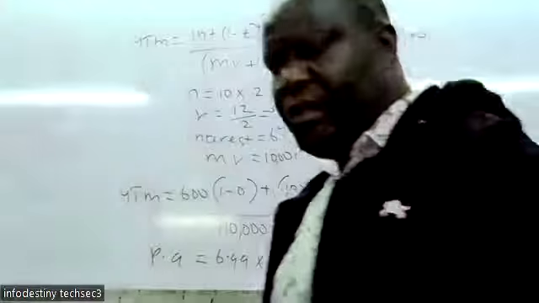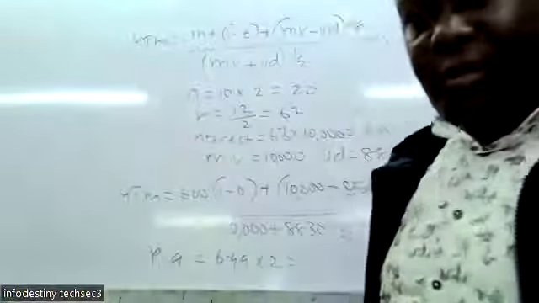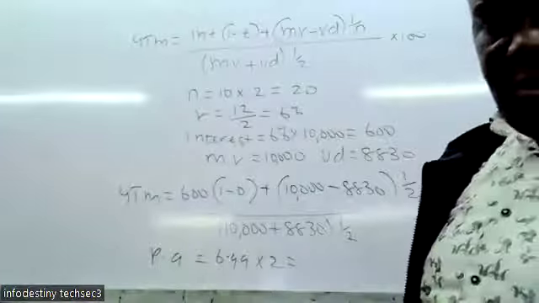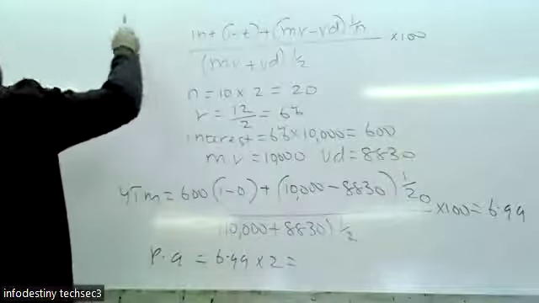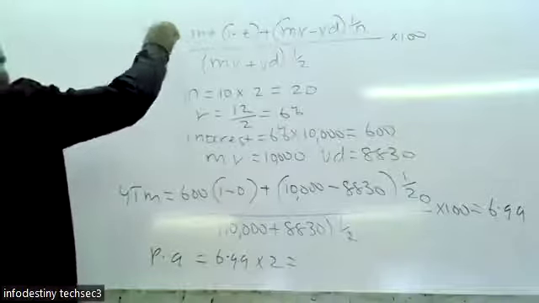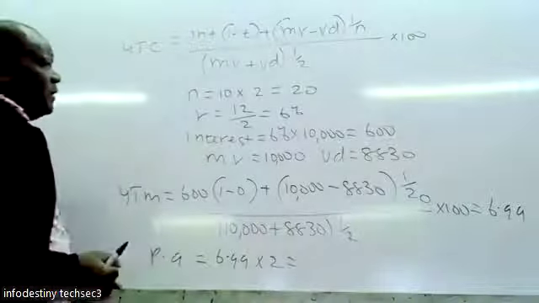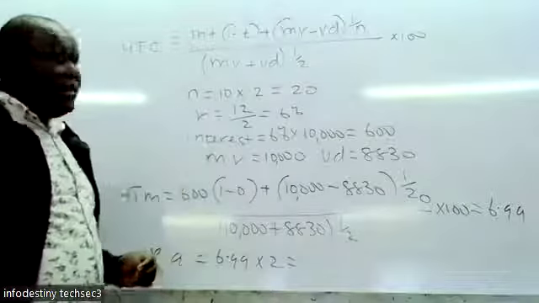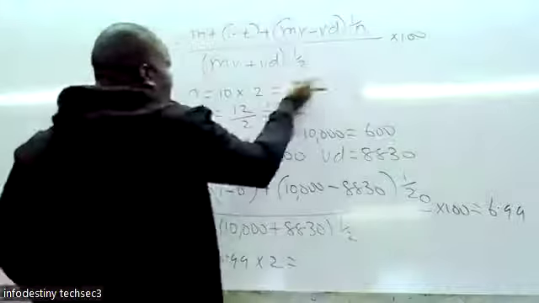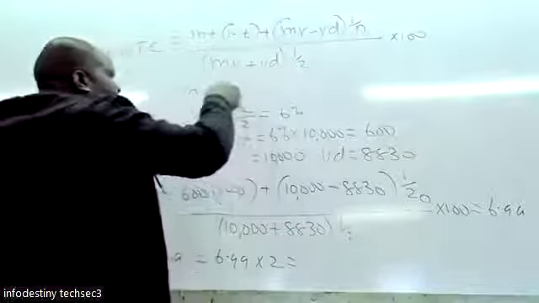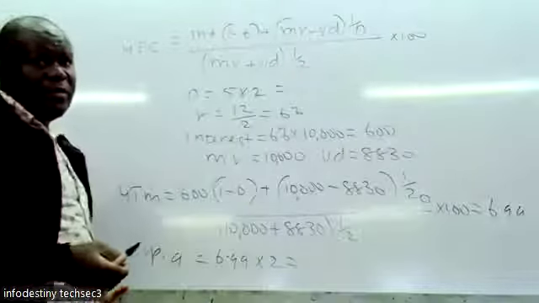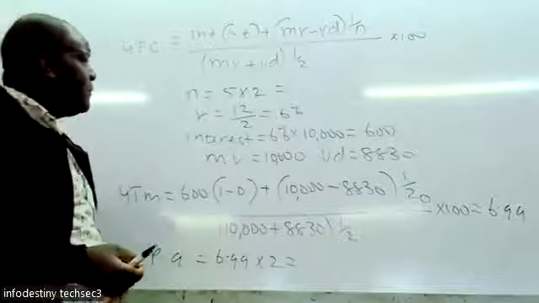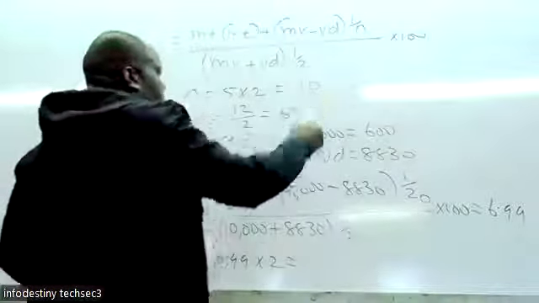Let us now go to the yield to call. The yield to call uses the same formula. Interest was still paid semi-annually, so N will change, because it was callable after 5 years. You take 5 multiplied by 2, which gives you 10.